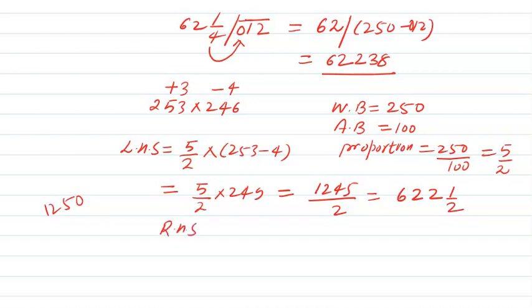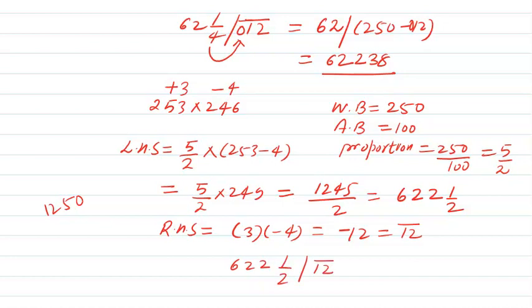And what will be the right hand side? The right hand side will be plus 3 into minus 4, that is equal to minus 12, which I will write as 12 bar. Okay, so the answer in this case will look like 622 and half, and in the right hand side we have 12 bar. Again I have to take this 1 by 2 in the right hand side to make this positive. So this will be 622, right? And since I'm taking 1 by 2 in the right hand side and my actual base is 100, I am basically taking 50 in the right hand side.